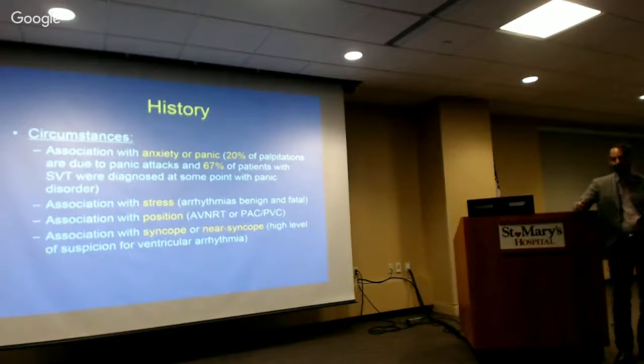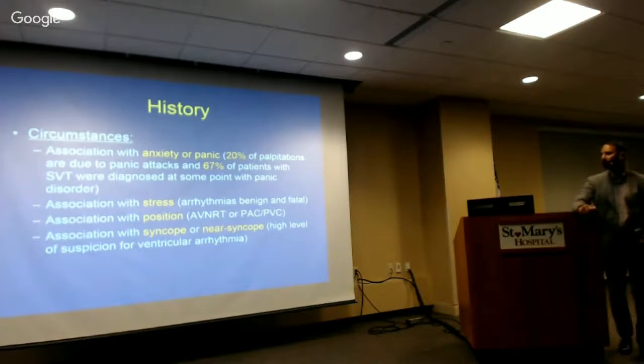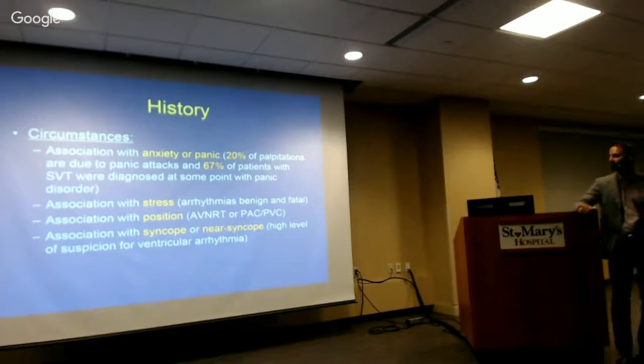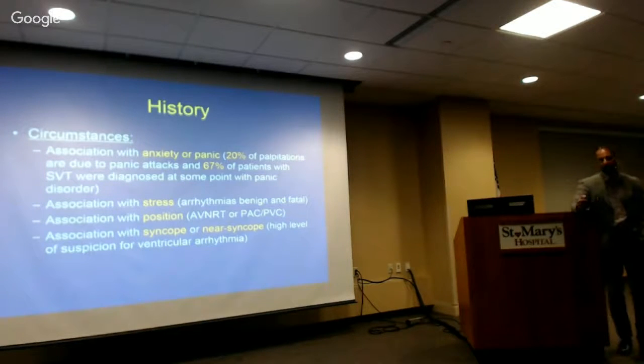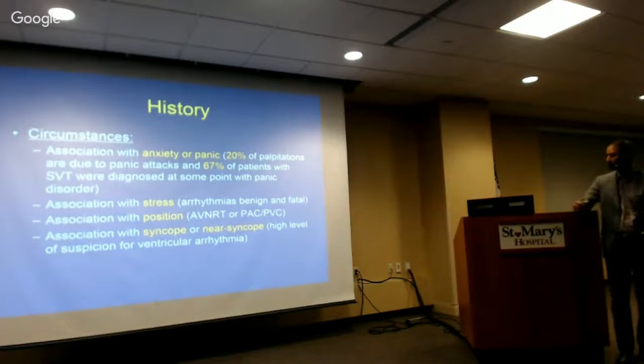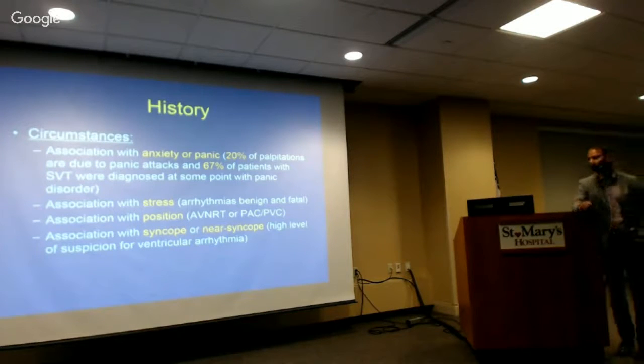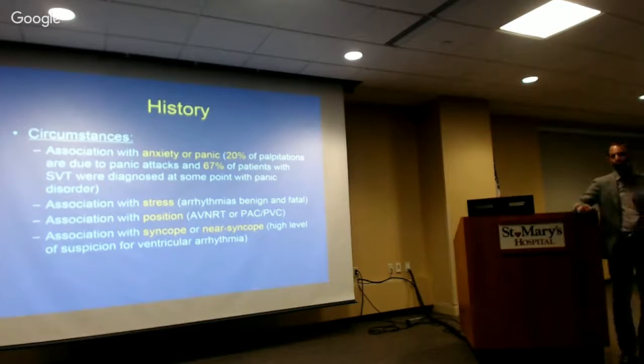So I think, like with anything else, the history is the key. You need to know the circumstances in which the palpitations are arising. A detailed history is where the money is. Is it associated with anxiety and panic? Once again, even though that might be the case, many of these patients still could have a true arrhythmia. Is it associated with stress? You can have stress-induced arrhythmias, like catecholaminergic polymorphic VT that can be fatal, but you can have benign arrhythmias as well. These are just clues that help you along the diagnostic pathway to determining what the arrhythmia is.